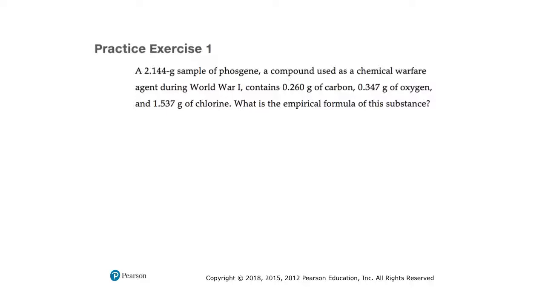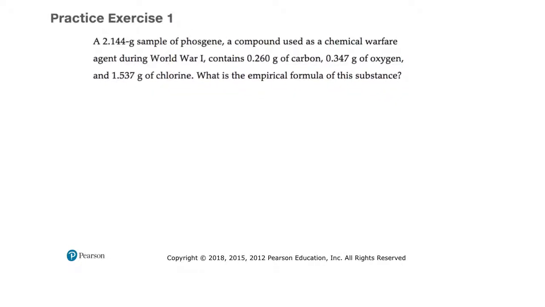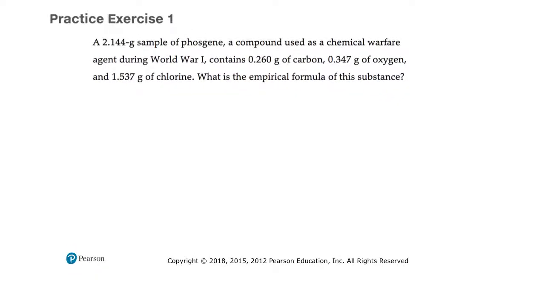All right, so let's look at this practice example. Let's say you have a sample of a compound called phosgene. It's a warfare agent. A 2.144 gram sample contains this quantity of carbon, oxygen, and chlorine. What is the empirical formula of the substance?